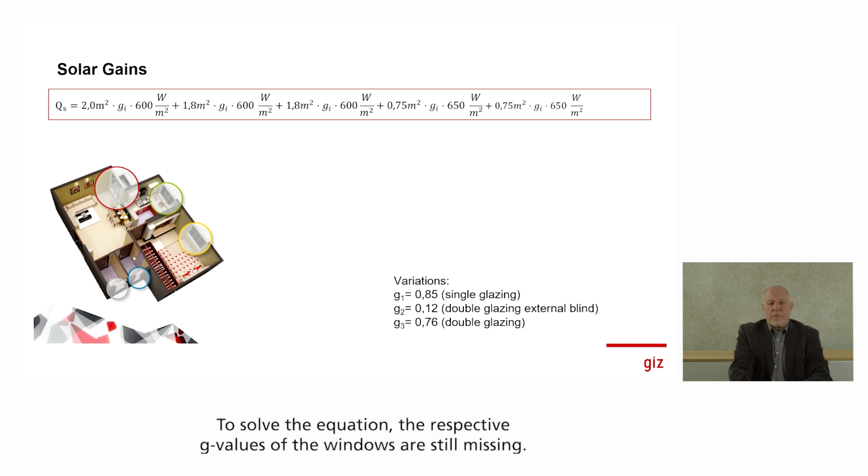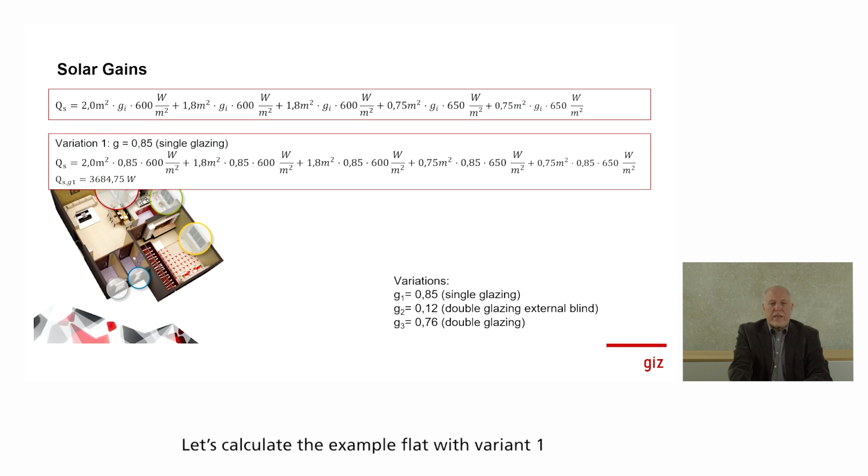To solve the equation, the respective g values of the windows are still missing. Depending on the type of window selected, different g values must be considered, which also significantly influence the overall equation. Let's calculate the example with variant 1 of the g value, which means the single glazing of the windows. The resulting total irradiation QS for the flat is 3685 watt.